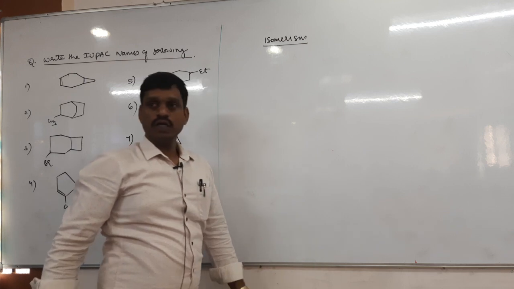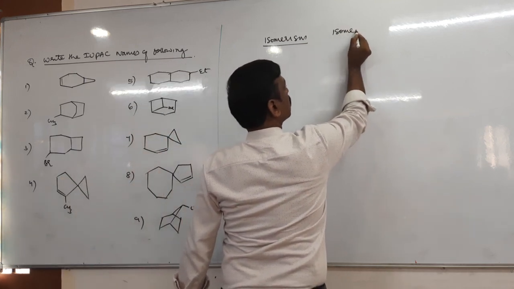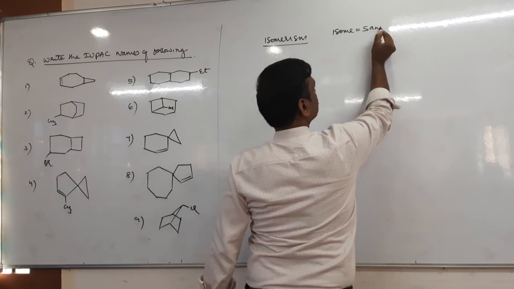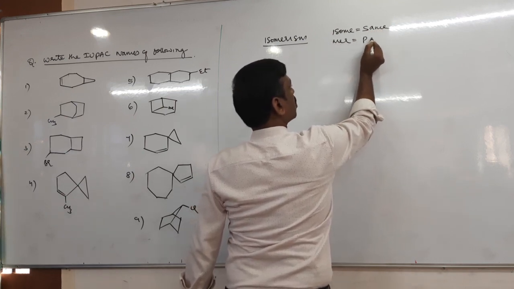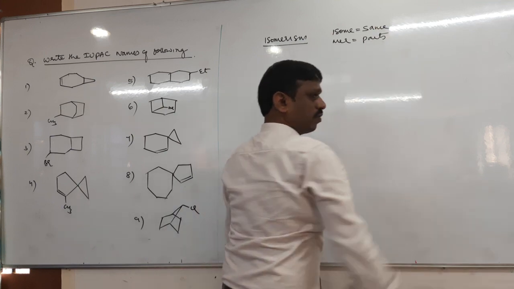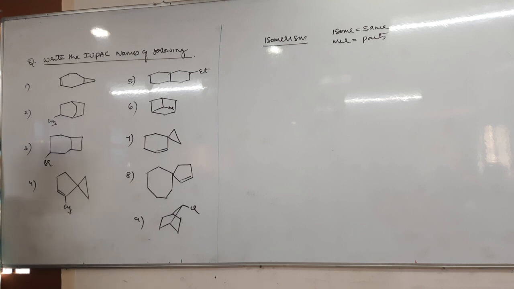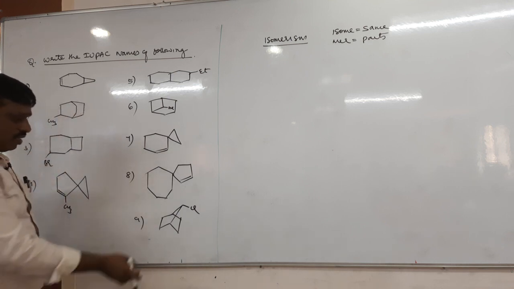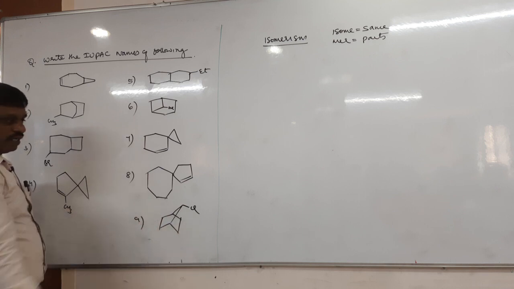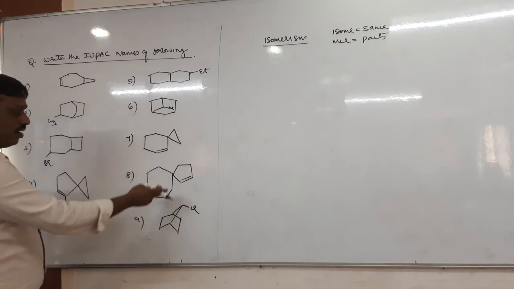Tell me, what is iso? Iso means same, right? Mer means parts. Even I have studied iso. Ninth, which is it, spiro? Bicyclo. It is spiro.